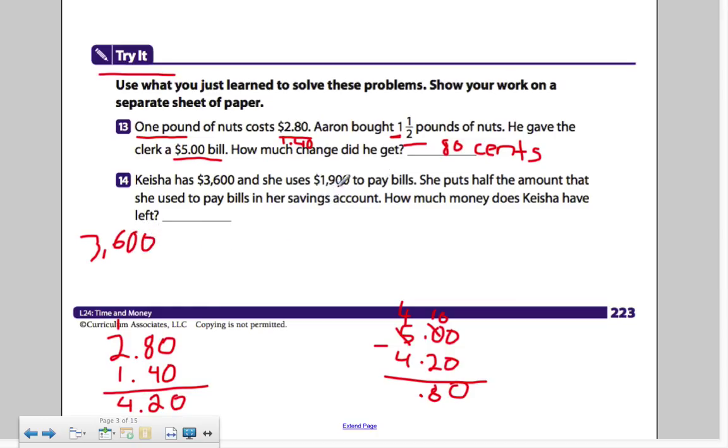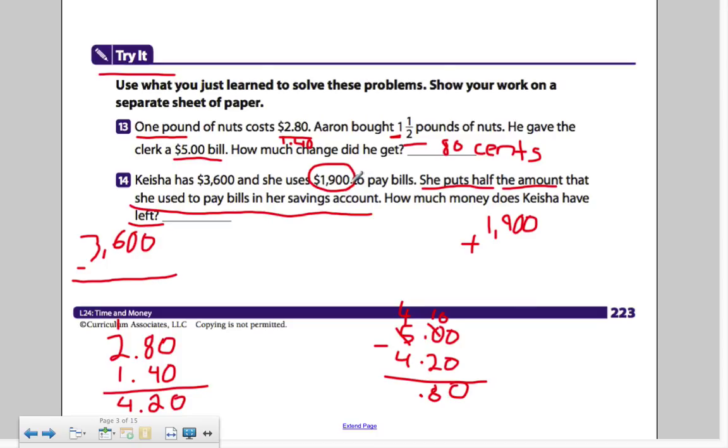And you're right. If you're thinking that they're going to subtract, you are correct. Good for you. It's just that the hard part is they're not just subtracting 1,900. That's one thing they're subtracting, but they're also subtracting something else. It says that she puts half the amount that she used to pay bills in her savings account. So you have to think about what's half of 1,900. What is half of 1,900? You got to think about it real closely.